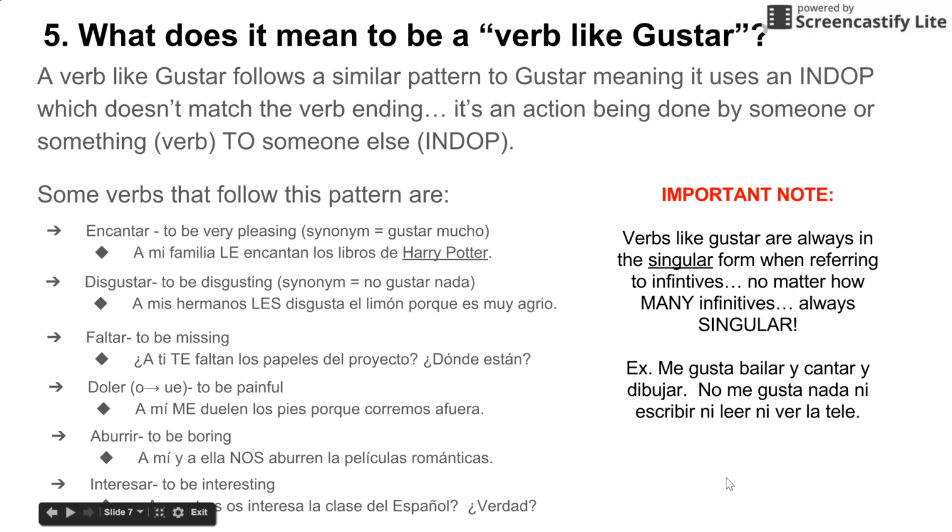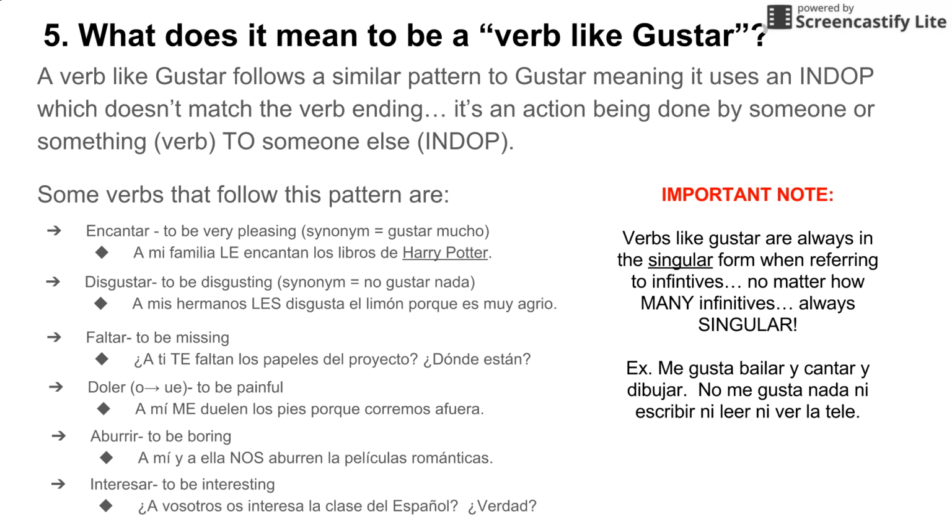No matter how many verbs you use with a verb like gustar afterwards, it will always be singular when you're using infinitives. For example, me gusta bailar y cantar y dibujar. It's gusta because these are all infinitives. No me gusta nada ni escribir, ni leer, ni ver la tele. It's gusta still because these are all infinitives you're talking about.